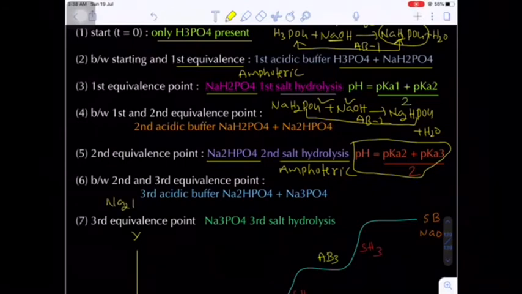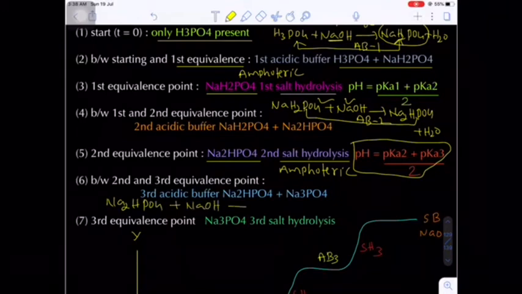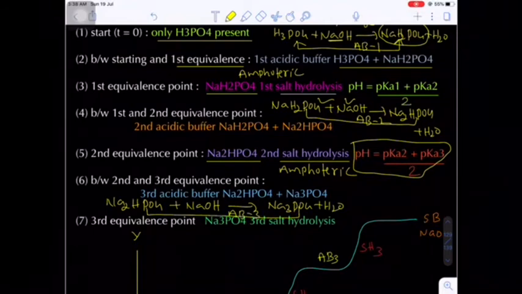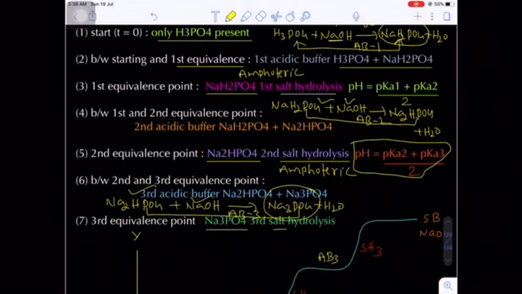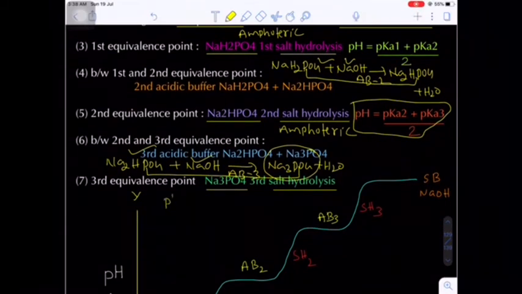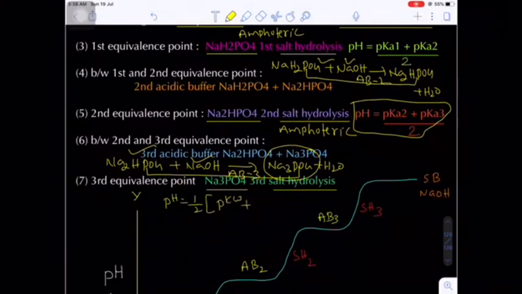This is very important. Okay, now between the second and third equivalent point you will get the third buffer, that is, in the solution you already have disodium hydrogen phosphate, and again you are adding the NaOH drop by drop, so you will get one more salt, that is Na3PO4. Okay, now here NaOH is the limiting reagent, so you have the buffer number 3, that is the acidic buffer number 3. Okay, now at the third equivalent point, both are completely consumed, and only you have the salt, that is sodium phosphate. This is the third salt which will undergo salt hydrolysis.